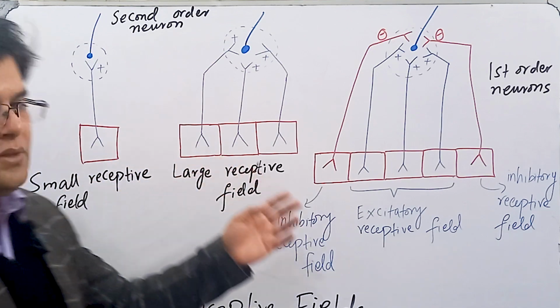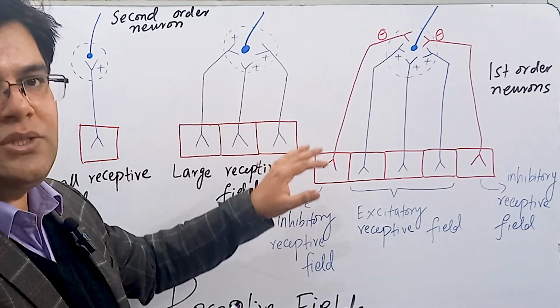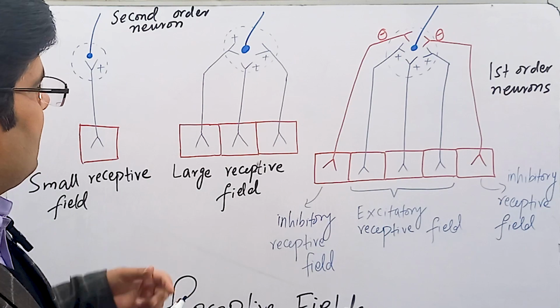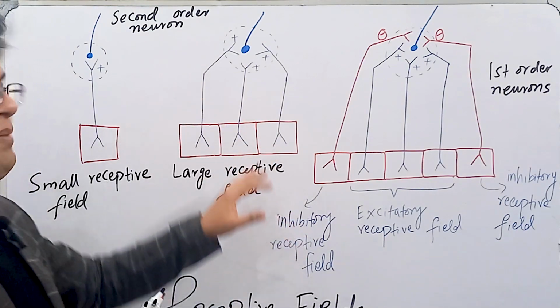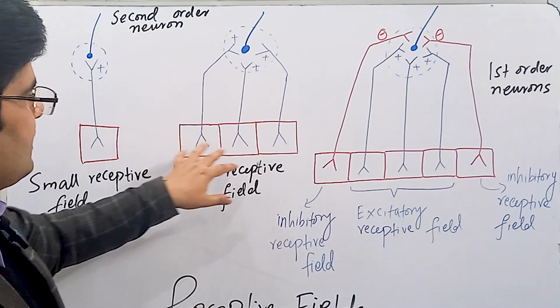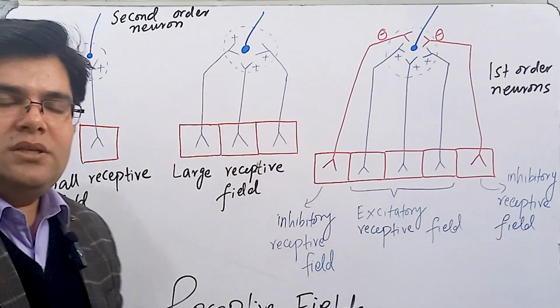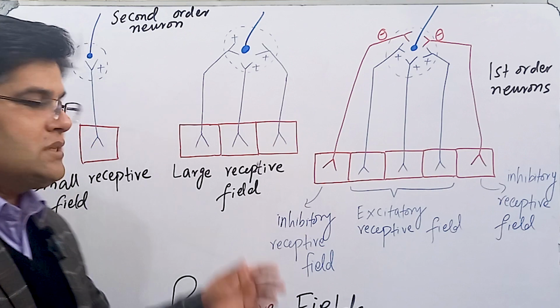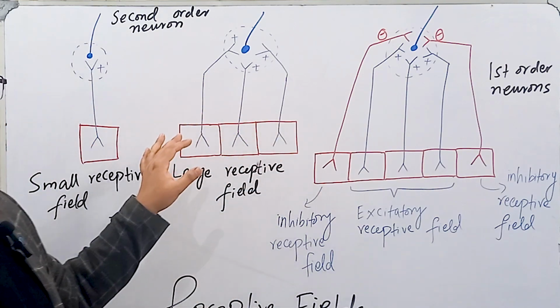And here, these are the peripheral nerve endings of another first order neuron. These are not multiple neurons. These are the peripheral nerve endings of one sensory neuron. And here, this is the total area from where the sensory signals are picked up from the skin. And here, this is a larger receptive field.